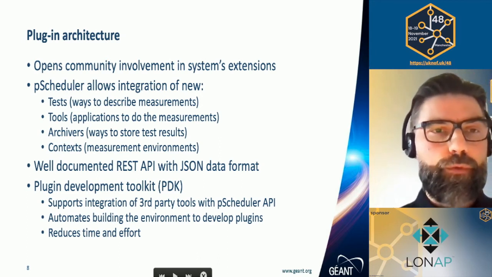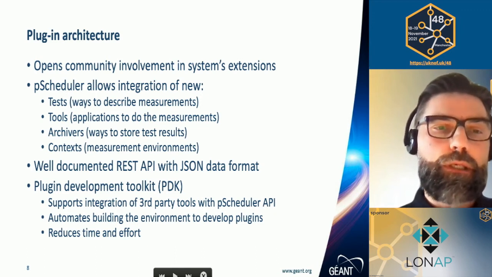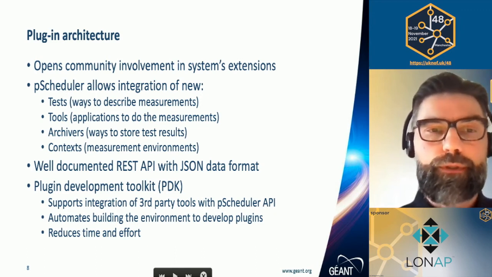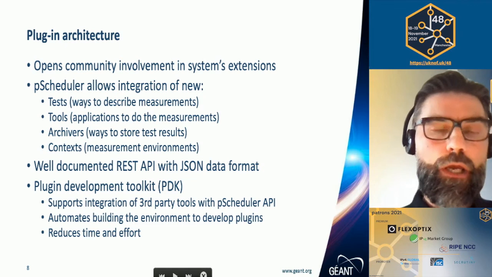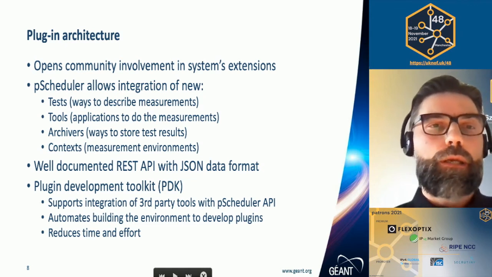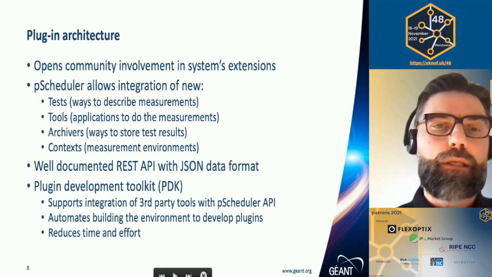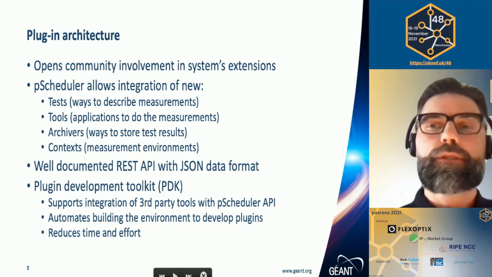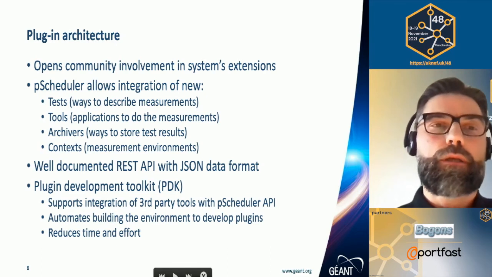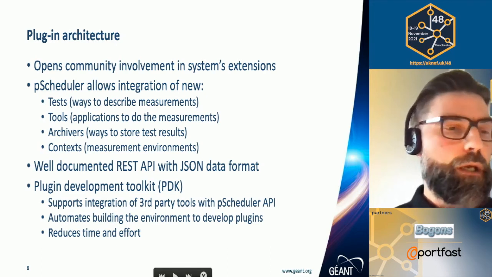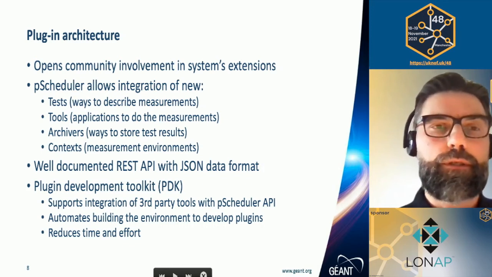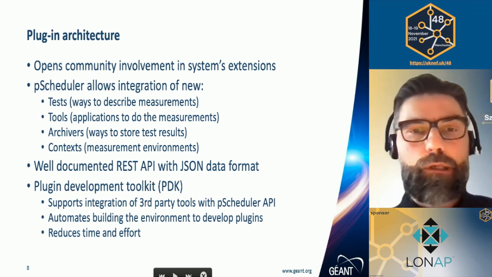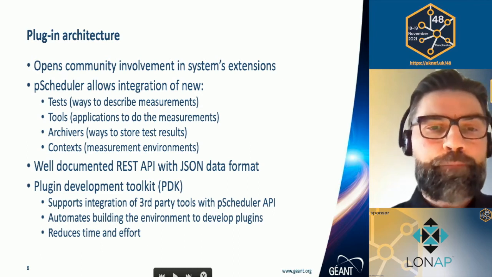And finally, there's the 4th type of plugin, which we call context. This is about creating the measurement environment. So before a measurement is done, pscheduler can define and establish the context. For instance, an example is the Linux namespaces, where you can possibly use different routing or different virtual interfaces in order to run your specific measurement when you want to use a different environment.